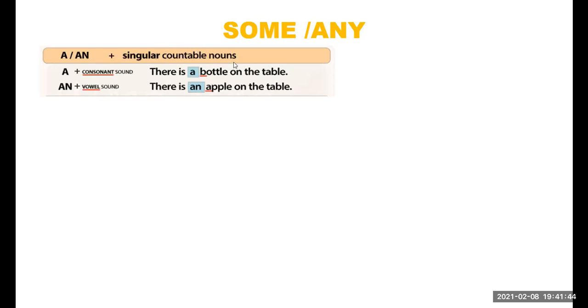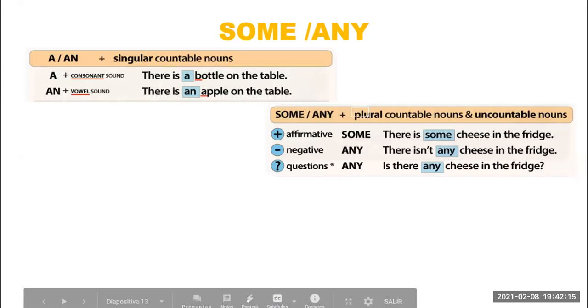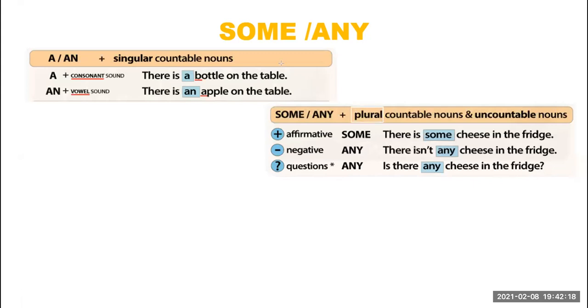Let's talk about plural countable nouns. What do we use? We use some. We use some for plural countable nouns. We use any for plural countable nouns. We use some for uncountable nouns. And we use any for uncountable nouns too. Okay, so some and any we can use for both countable and uncountable. But be careful. We need to use plural countable nouns with some and any.